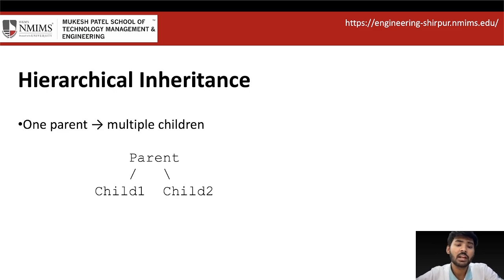In hierarchical inheritance, multiple child classes inherit from a single parent class. This allows different classes to share common features while having their own specific behavior. Here we can see the diagram of hierarchical inheritance.